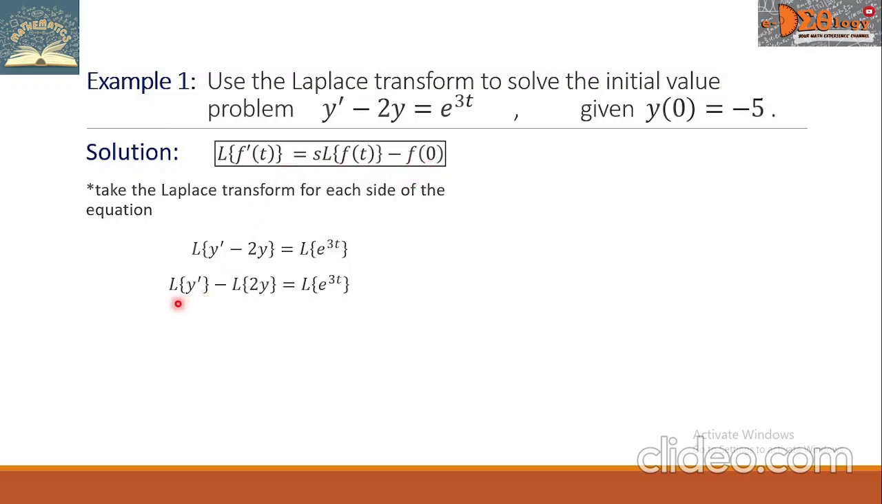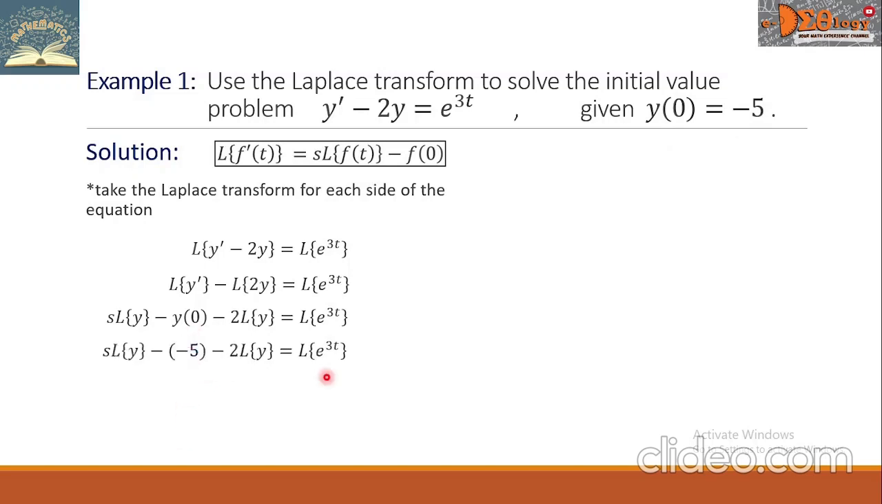Equivalently, for this Laplace transform of y prime, we will write s times L of y minus y of 0, minus, for this L of 2y, we will put the constant 2 in front of the Laplace transform. So we have negative 2 times L of y equals, we just copy the right side value. Next step, this y of 0 has a given value, which is equal to negative 5. Let us substitute in here.